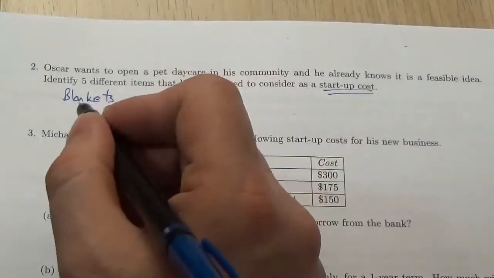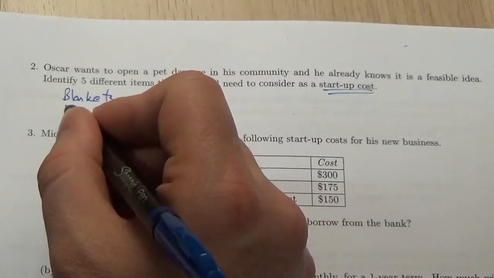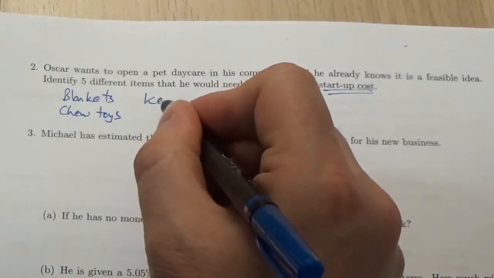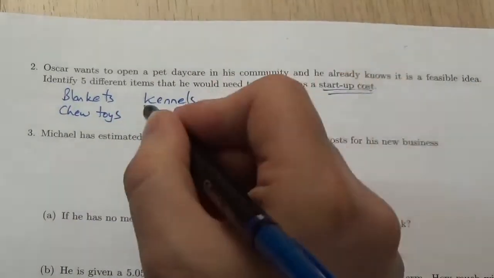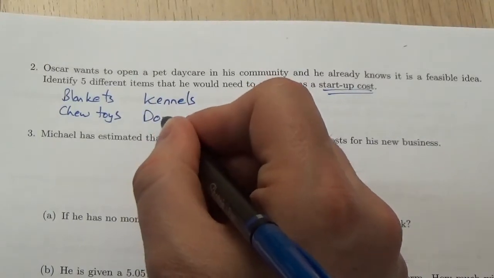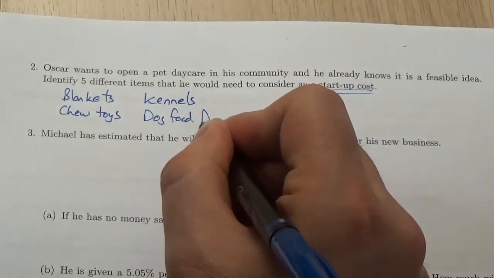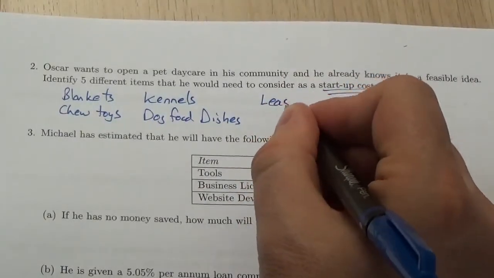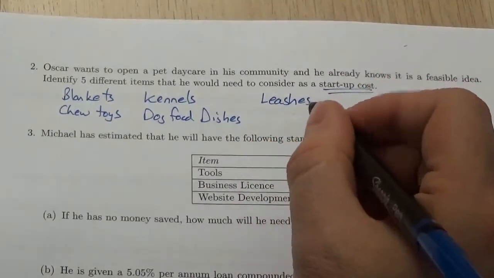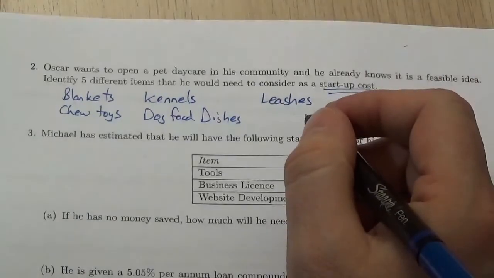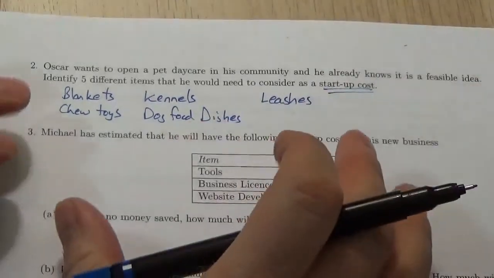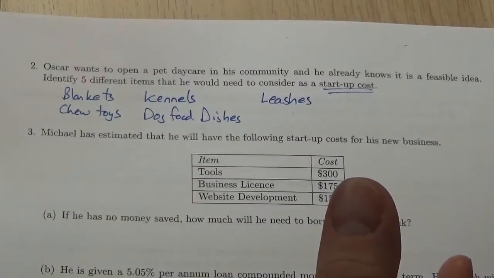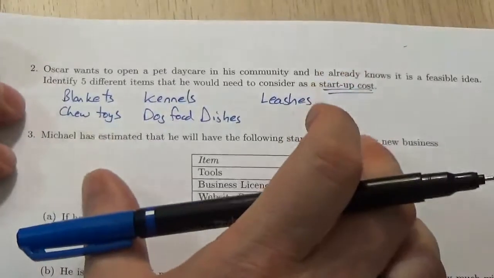Okay, he's very likely going to have to buy chew toys. He's going to have to buy kennels. He's going to have to buy dog food dishes. He's going to have to buy leashes. I mean, there's all sorts of things that he's going to have to buy here, but there's 5 examples right there. You could probably think of a bunch of other ones. There's still a lot more that you'd have to consider here.